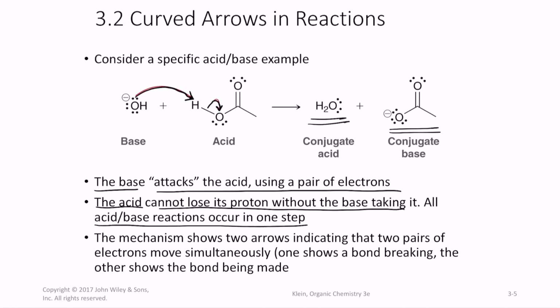All acid-base reactions generally occur in one step. So you cannot have a multi-step synthesis. This is just happening in one step. The mechanism shows two arrows indicating that there are two electron movements simultaneously. Notice that this is electron movement 1, then this electron pair is the second movement. This is the one that forms the bond. So this part forms the bond and this part breaks the bond.